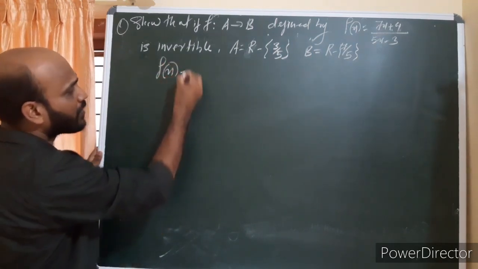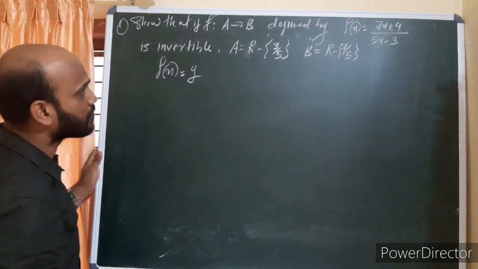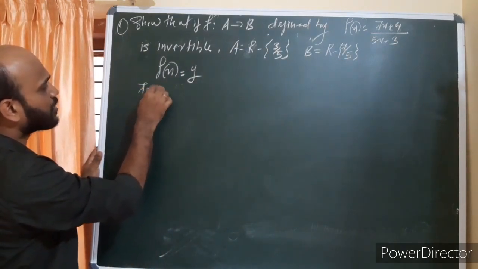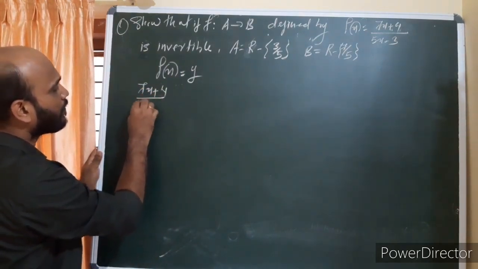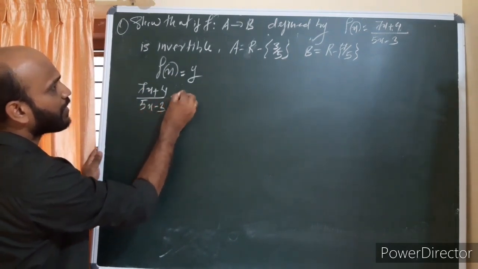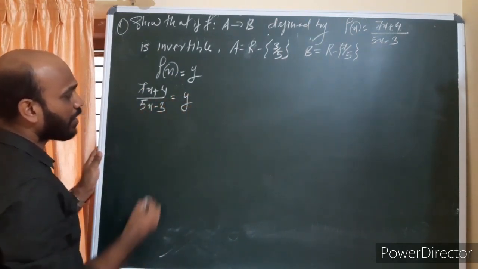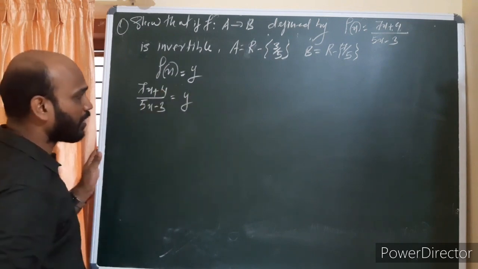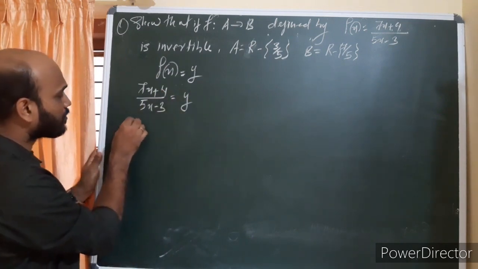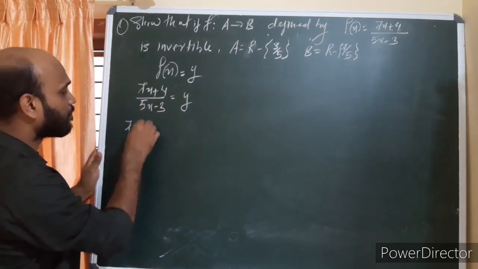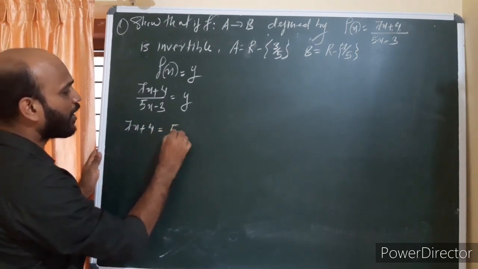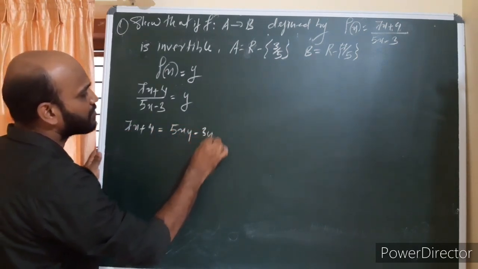For that you have to take f of x equal to y. So f of x means (7x + 4)/(5x - 3) equal to y. Now you have to find x in terms of y. For that you have to cross multiply. So you get 7x + 4 equal to 5xy - 3y.